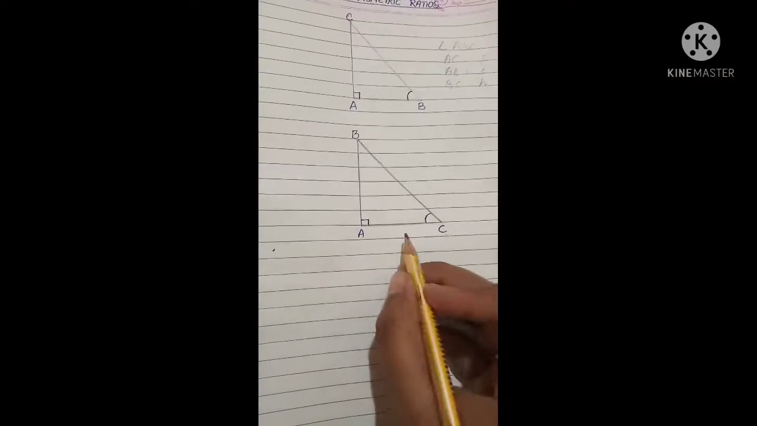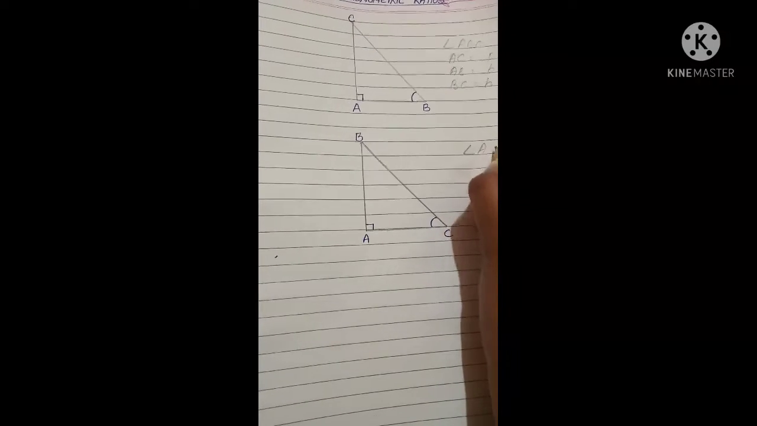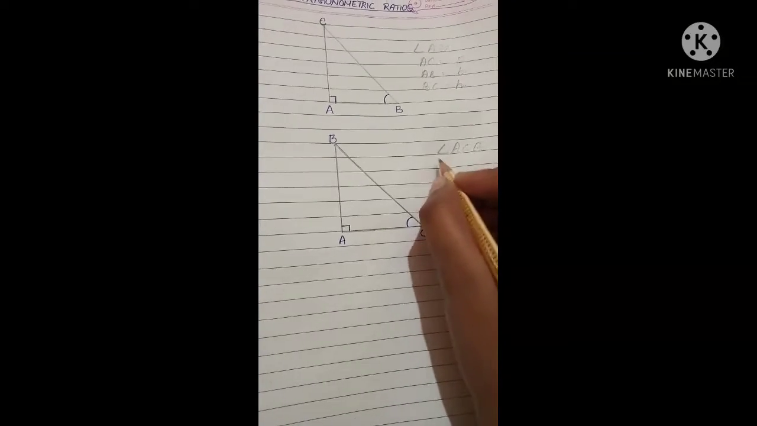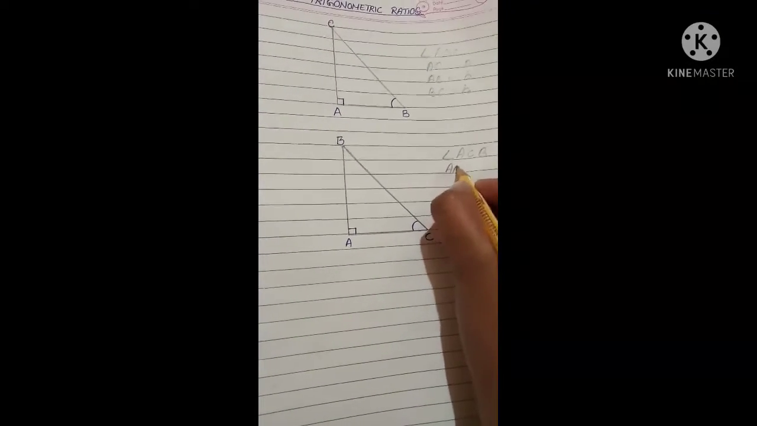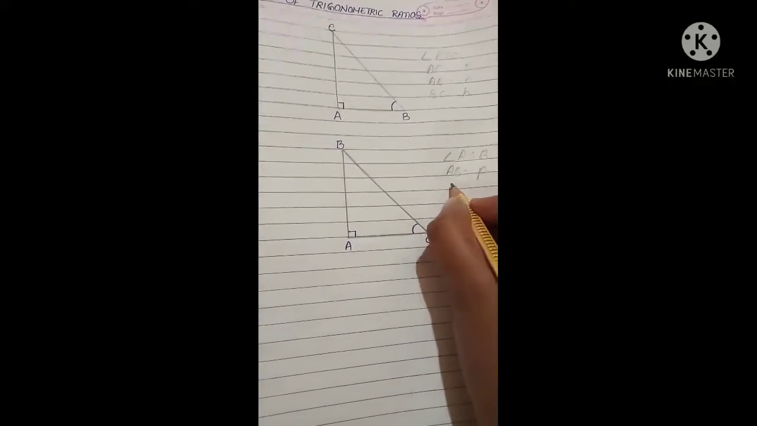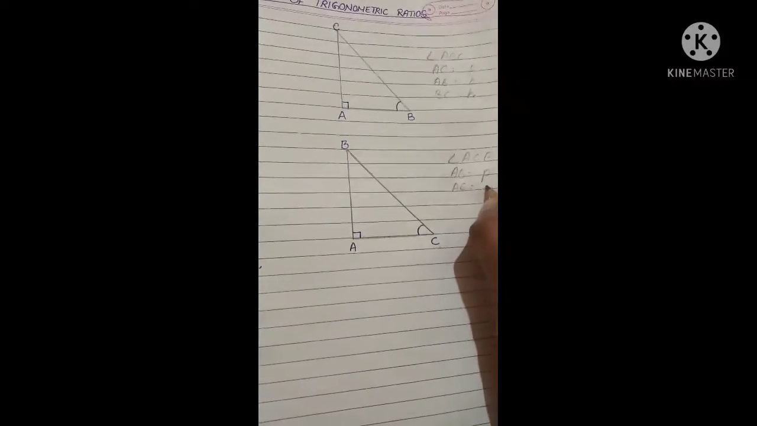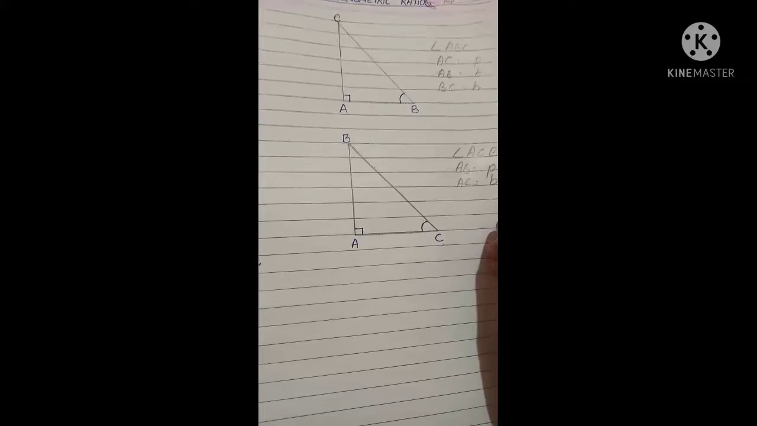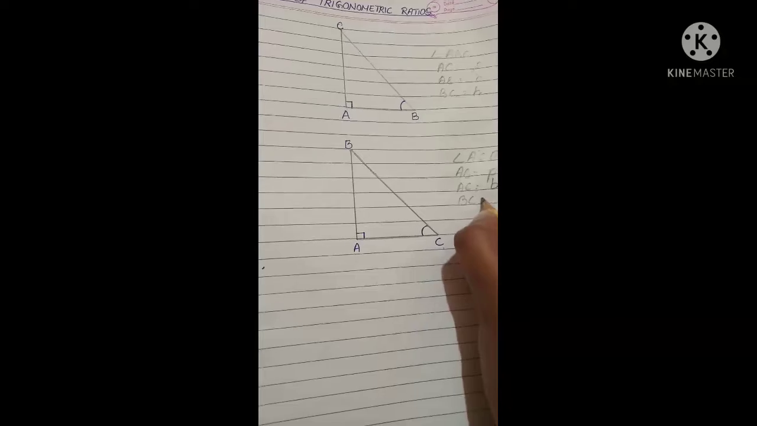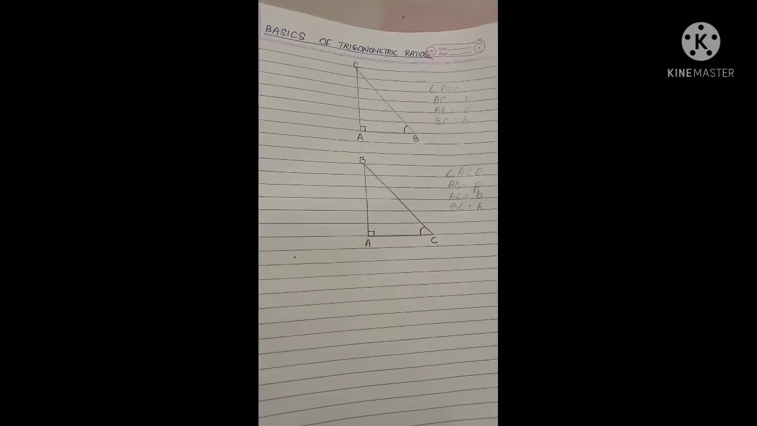Okay, so in this second case, what are we taking into consideration? Angle ACB. So in this case, our AB will be perpendicular and AC, which is a part of angle ACB, will be our base. However, our hypotenuse will remain the same, which is BC. Alright, so far so good.